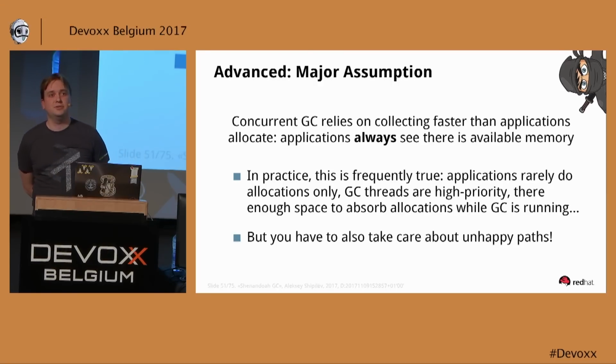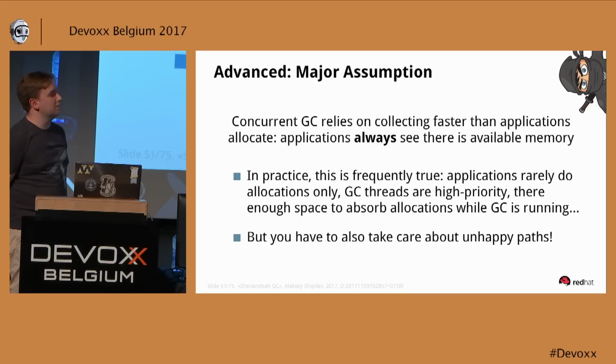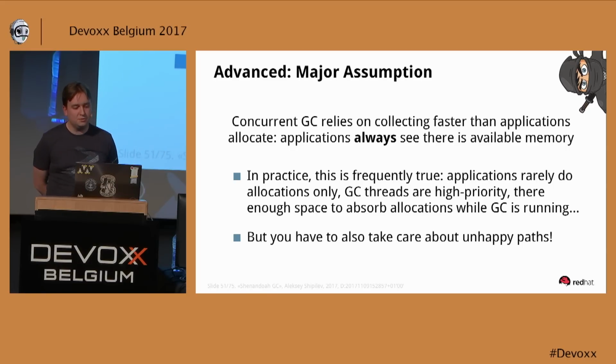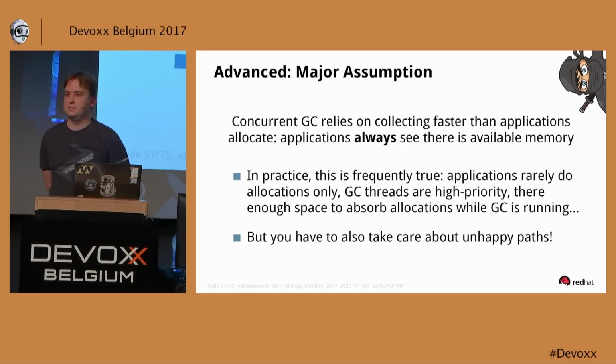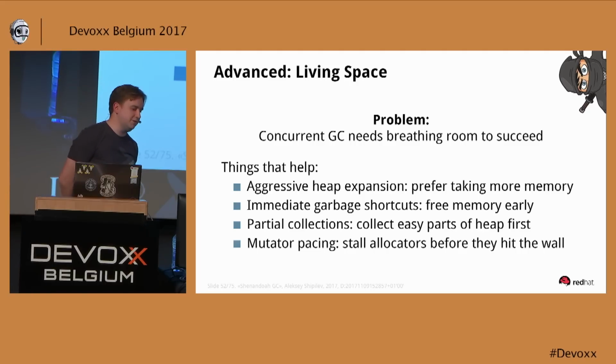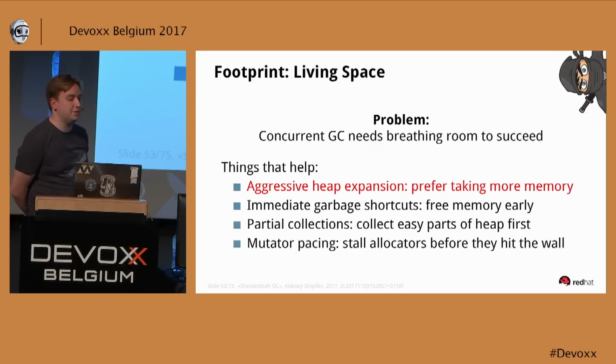In practice, this is frequently true. In practice, there's usually a lot of free space in the heap. GC threads are high priority, and so they run faster than application threads. And applications are not only doing the allocations, they also do some real work, which lets us do our stuff. But if you do an industry-grade GC, you have to care about this unhappy path too. And what can you do? You understand that concurrent GC needs this breathing room to succeed, and all your work is then centered around that. So things that help is the aggressive heap expansion.